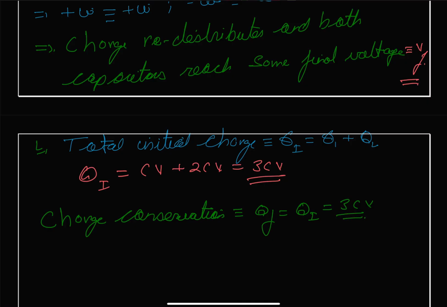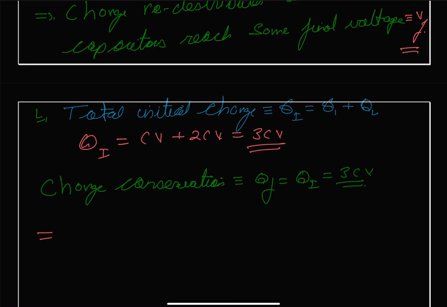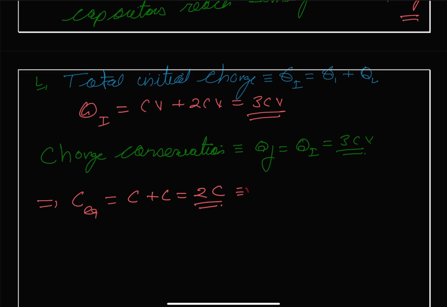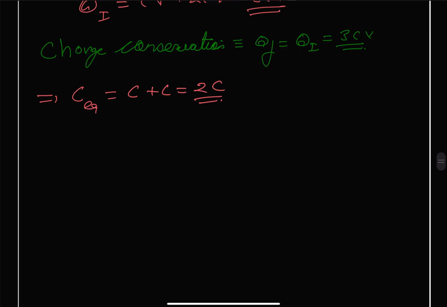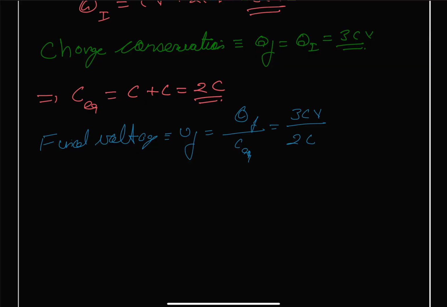And we can find out our equivalent capacitance. C equivalent will be equal to C plus C is equal to twice C. So based on this, we can say our final voltage, which we have named as Vf, will be equal to final charge upon C equivalent. Final charge is our 3 CV, equivalent capacitance is twice C, and C and C cancel out, so we get our final voltage is 3 by 2 times V.